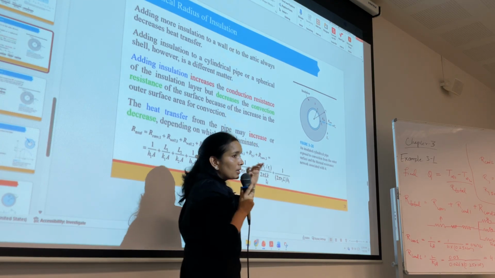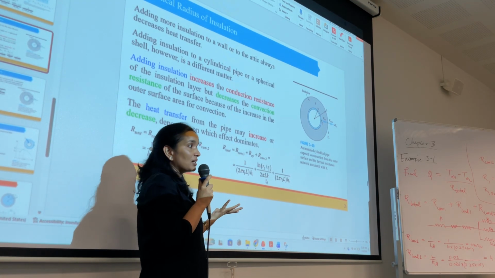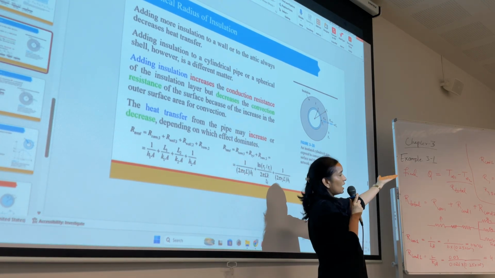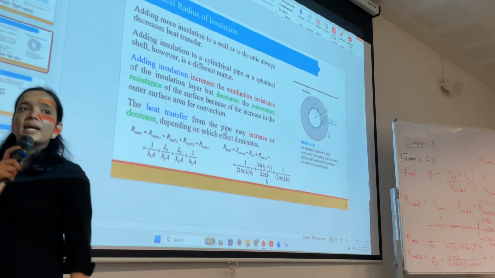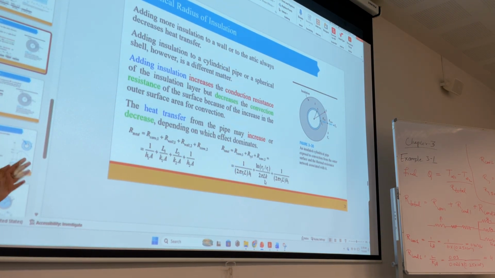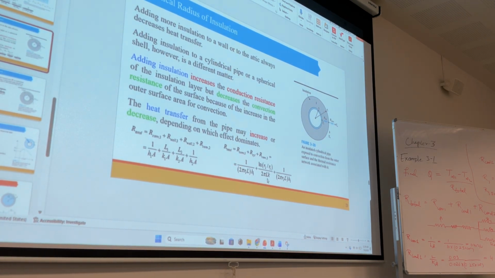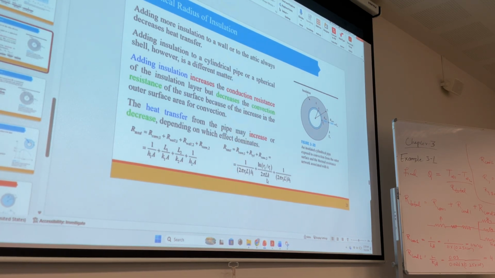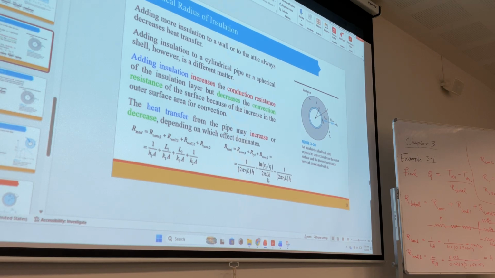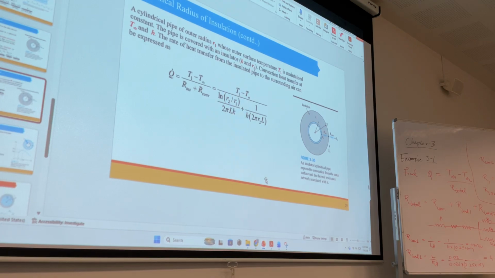So when you are adding layers on a cylinder, its surface area is increasing, A is increasing. That is why it's important to know when you should stop layering the insulation. You cannot just keep on layering. The heat transfer from the pipe may increase or decrease depending on which effect dominates.